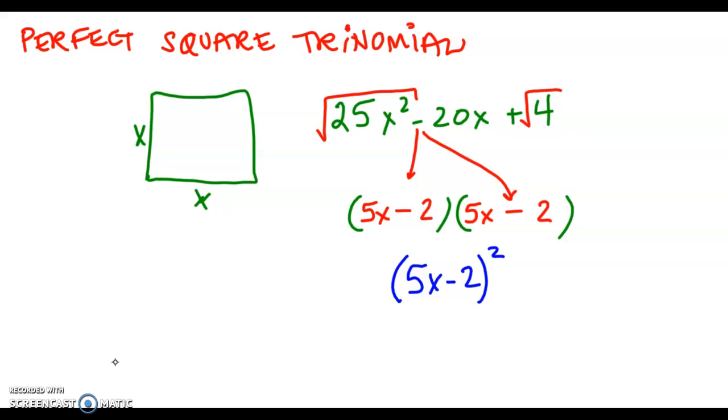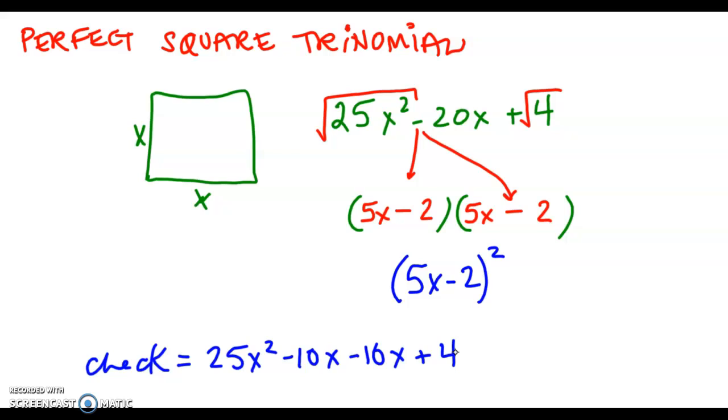And again, you can easily check that answer by foiling it or multiplying those two together. Firsts multiplied by outsides, 5x times negative 2, multiplied by insides, negative 2 times 5x, multiplied by lasts, or negative 2 times negative 2 is plus 4. Is that what we started with? Yeah, negative 10x minus 10x, that's the negative 20. Yes, it is correct.